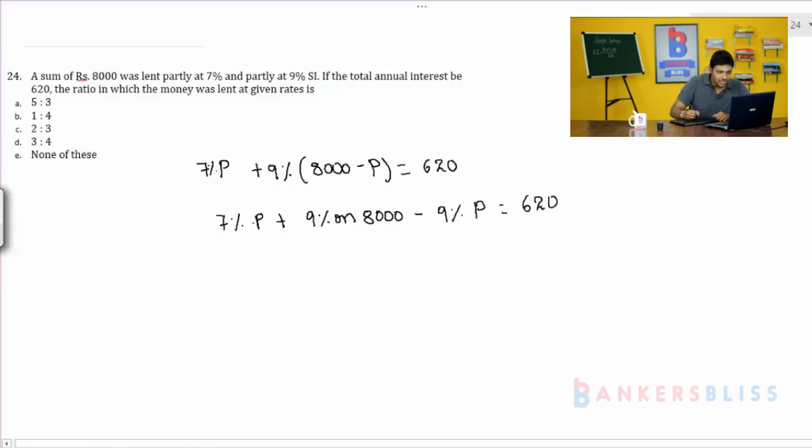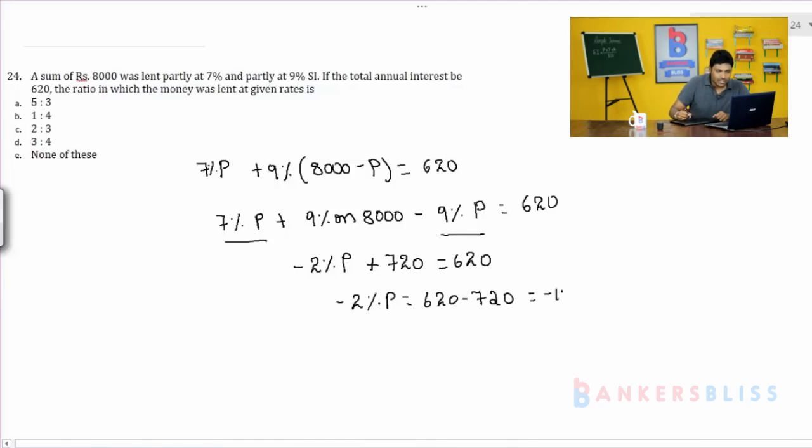Now 7% P minus 9% P is equal to minus 2% P, plus 9% on 8000. 1% of 8000 is 80, and 9 into 80 is 720, which is equal to 620. So minus 2% P is equal to 620 minus 720, which is equal to minus 100.